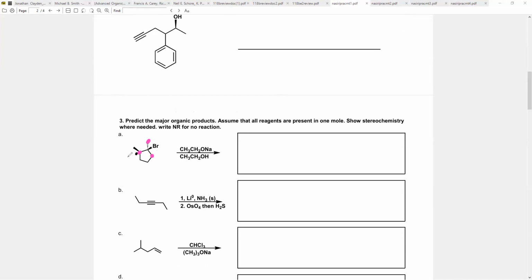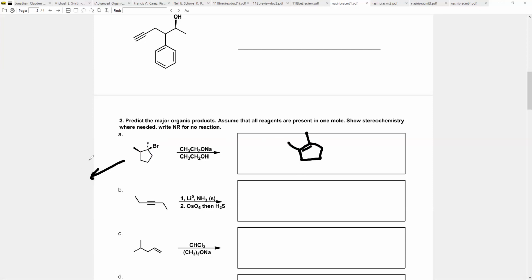On this beta carbon, I have a dash H. On this one, I have a dash H, and this one will have 3 H's, so it doesn't matter. So I can do eliminations on either of those carbons as long as I have the base that can do it, right? I have a small base here, an ethoxide, so I'll probably eliminate on this side here. So I'll get this alkene here.